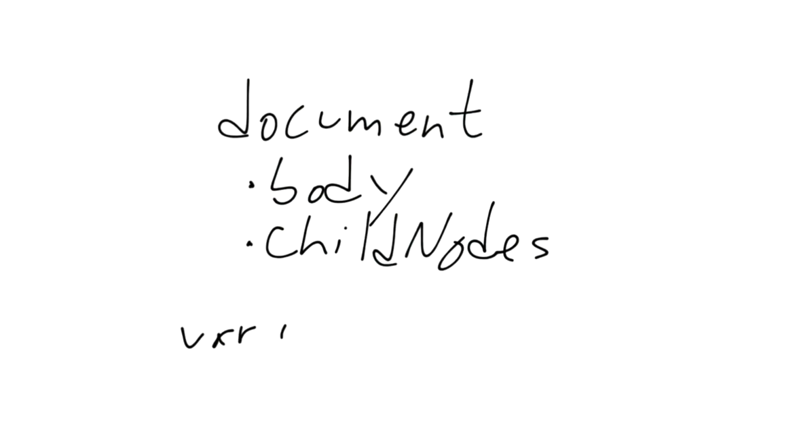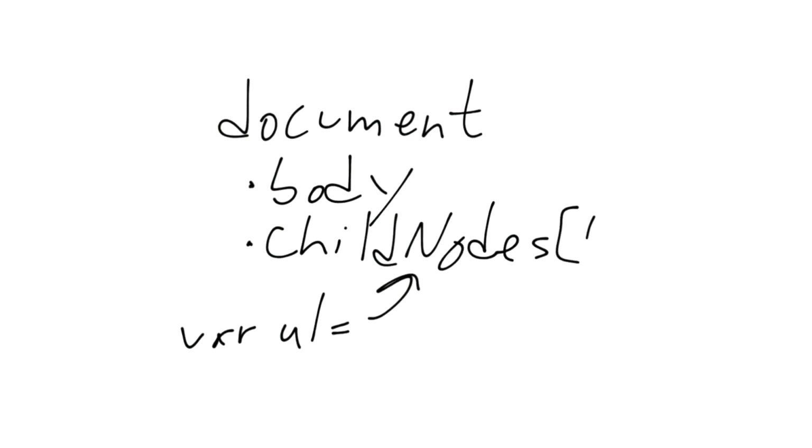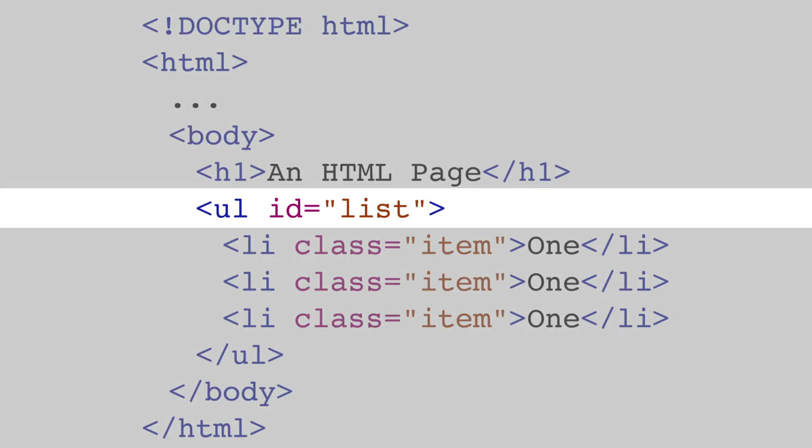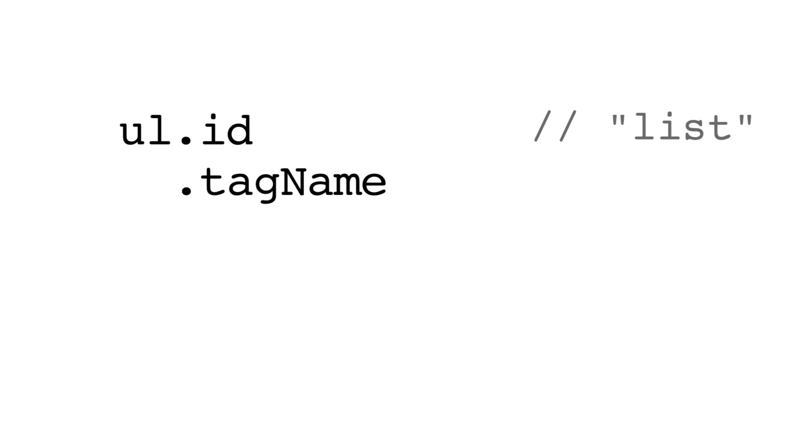So if we wanted to create a variable representing the ul element, we can say var ul equals this code up here, and now because childNodes is simply an array, we can index into it with bracket 1 to get the second element of that array. So with this new ul object, we can access various properties of the element, like its ID. So if we say ul.id, that's going to be equal to the string list, because that's what we have in our HTML page. We can also get its tagName, which in this case is going to be what type of element it is. In this case, a ul.